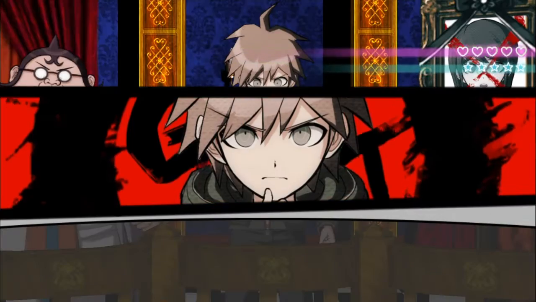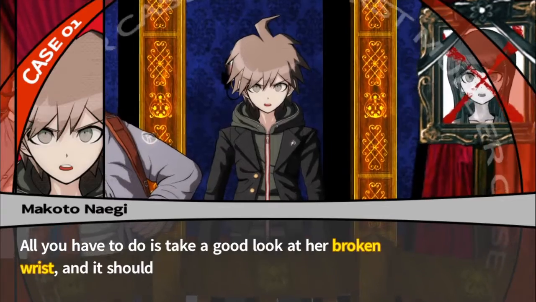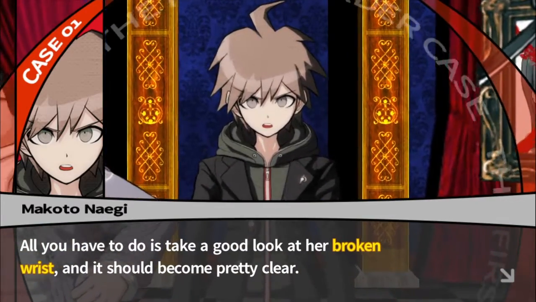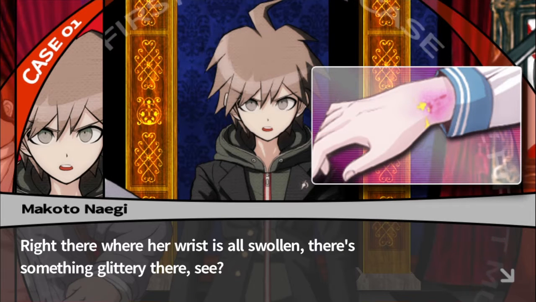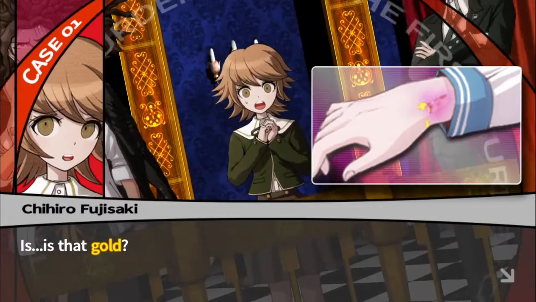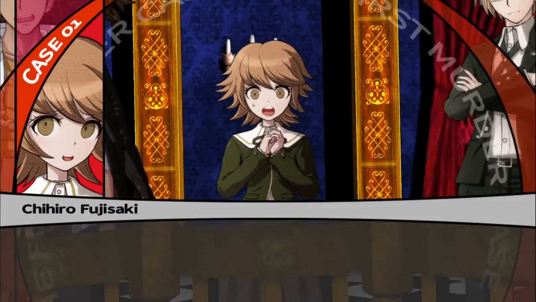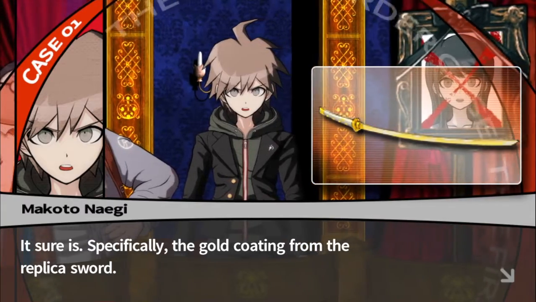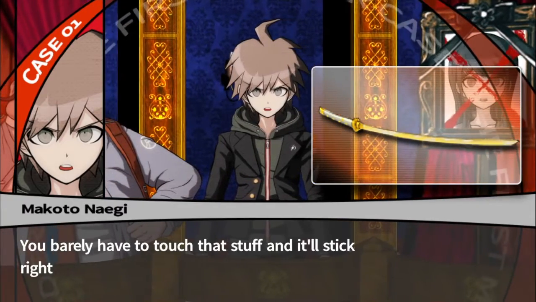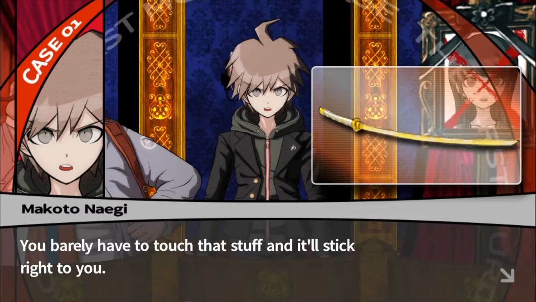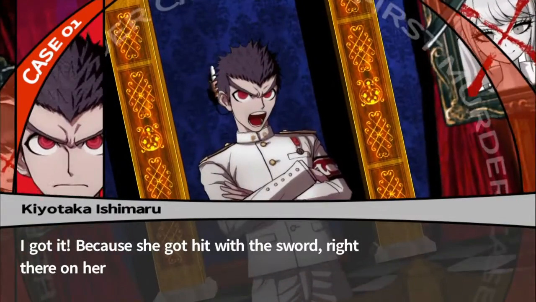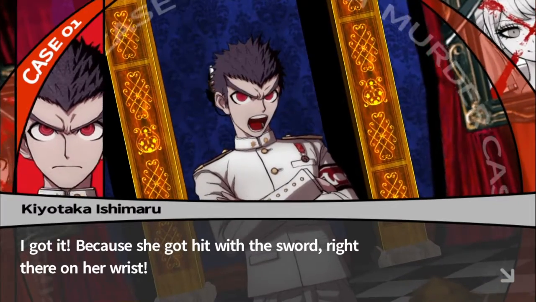I got it! All you have to do is take a good look at her broken wrist, and it should become pretty clear. Right there where her wrist is all swollen, there's something glittery there. See? Is that gold? It sure is. Specifically, the gold coating from the replica sword. You barely have to touch that stuff, and it'll stick right to you. And there's some on her wrist because she got hit with the sword, right there on her wrist!